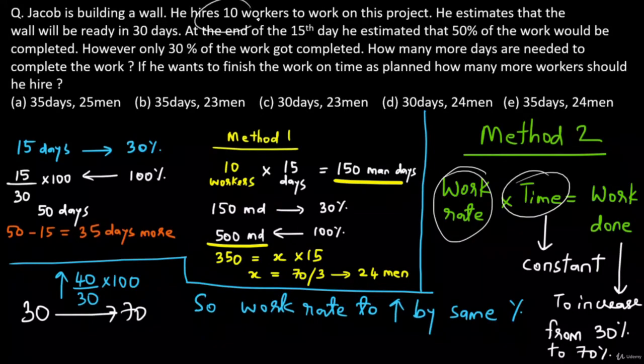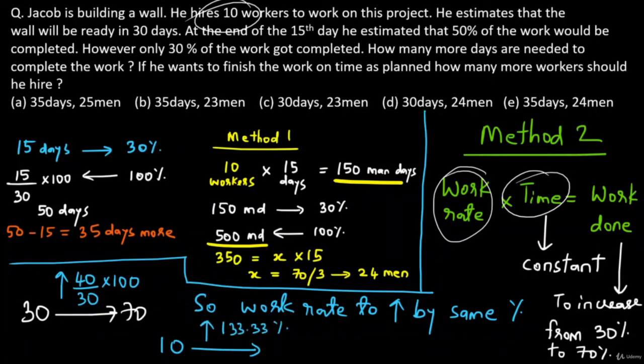Now, initially we had 10 workers. So let's increase 10 by 133.33%, and you get to 23 and 1 by 3, right? How do you do that? When 10 is increased by 100%, it becomes 10 plus 10, that's 20. And then you are left with 33.33%, which is 1/3 of 10. So you have to add plus 10 by 3. So you get a total of 10 plus 10 plus 3 1 by 3, which is 23 1 by 3.